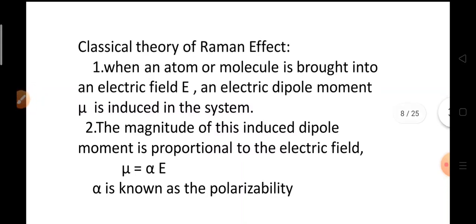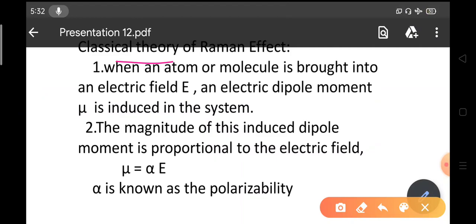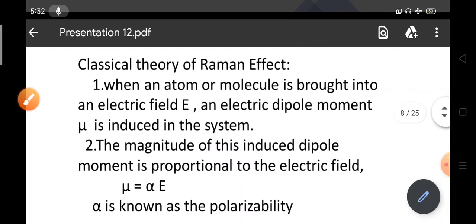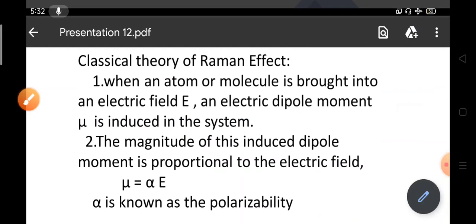Now we should understand what is the reason behind the Raman effect. At that time there was one theory, that is the classical theory. And what is the classical theory of the Raman effect? Let's understand it.